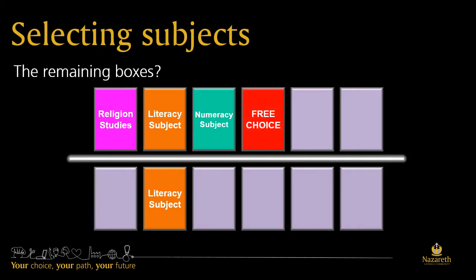So that's the first 4 boxes: the religion component, the literacy subject, the numeracy subject. What about all the rest? Well, for the first time ever, students, you have the most free choice available to you. Each of those other boxes is your choice to pursue subjects that you are really interested in, that you've enjoyed studying, perhaps through middle school, or something brand new that you've never tried before. So much choice, so many things to choose from.